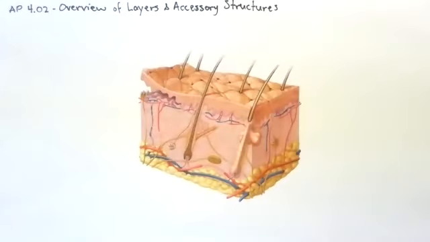Hello and welcome to Anatomy and Physiology Lesson 4.02, Overview of Layers and Accessory Structures of the Integument. So what we're going to do today is talk briefly about the three layers that make up your cutaneous membrane and the structures embedded in it that help you take care of the things your skin needs to take care of, that we spoke about in 4.01. So let's go ahead and get started.